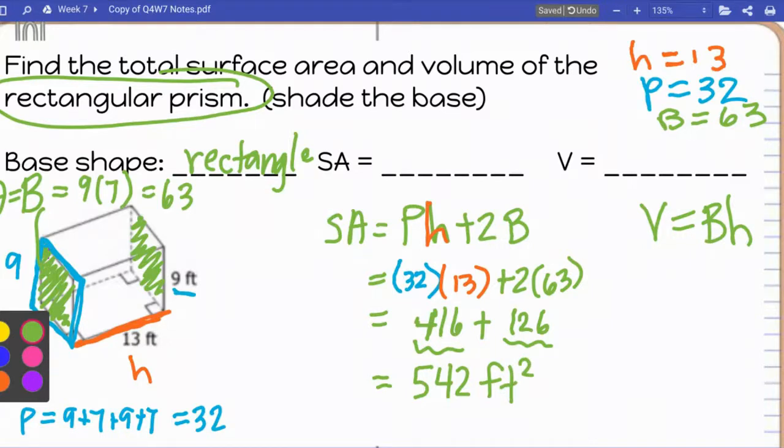If I want to find volume, which is how much all of that shape is together, I just take the area of the base, which is 63, and multiply it by the height, which is 13. Volume is 819. Volume's three-dimensional, so this is feet cubed.